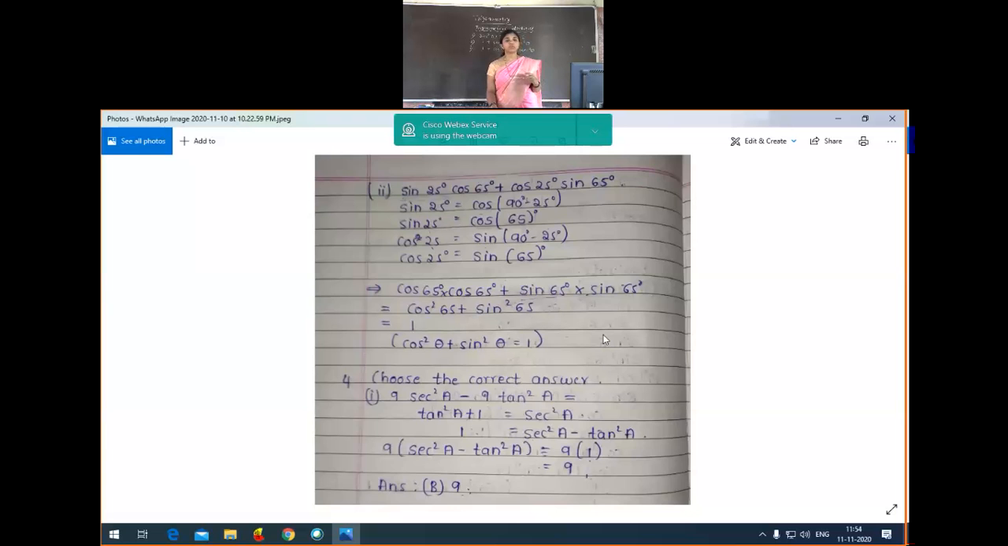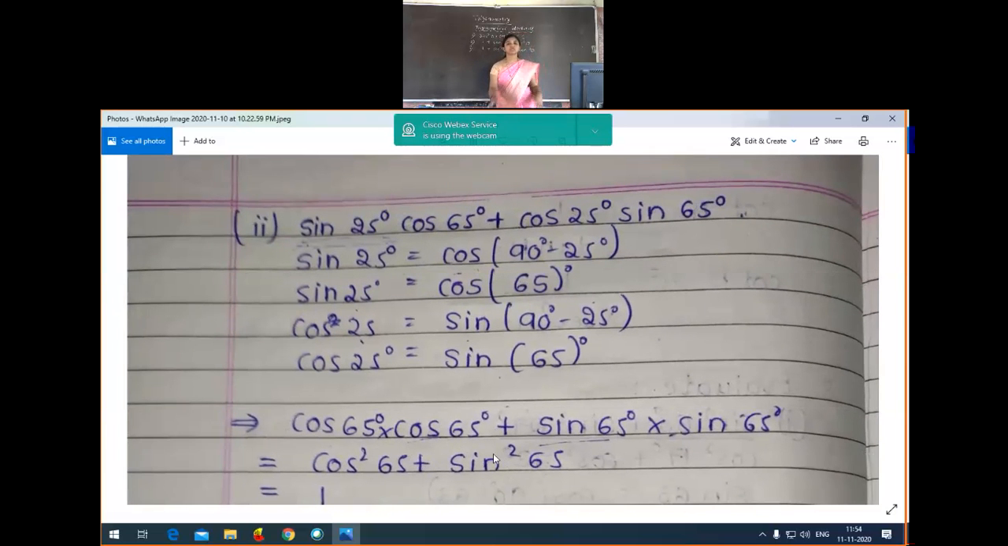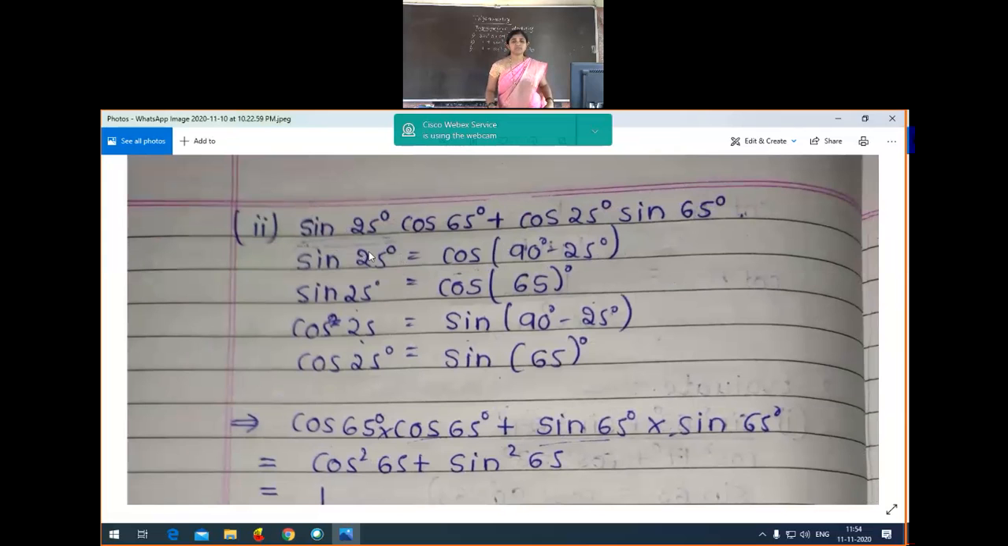Sin 25 degree into cos 65 degree plus cos 25 degree into sin 65 degree. So this is the problem. Now again, the same trick we have to apply. Take sin 25 and express it in terms of cos. Sin 25 is equal to cos of 90 minus 25. Then sin 25 is equal to cos 65, which matches with cos 65. You keep this cos 65 as it is.